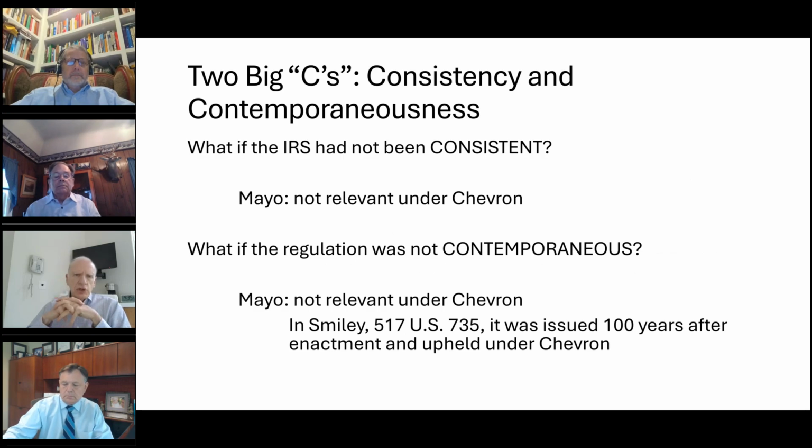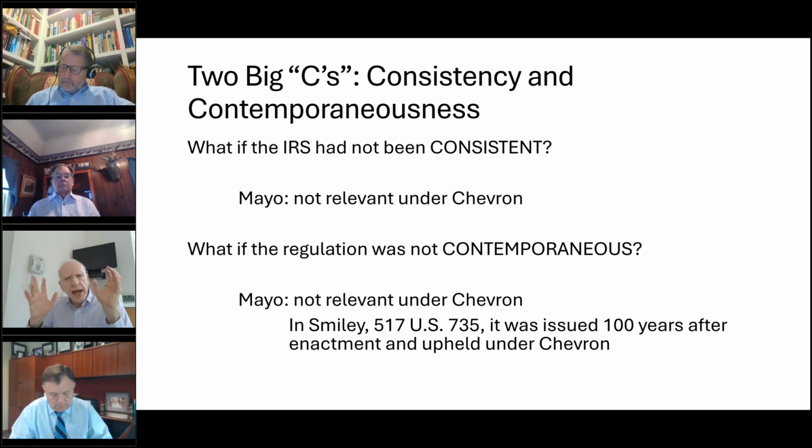So what I say here is the two big C's that we'll be talking about today. I think that as we get through Loper, we're going to see these two big C's are important. So I call them the two big C's. And what they are is one, consistency, and two, contemporaneousness. How do these factors plug in to the analysis? How do we consider these factors in determining the validity of a regulation?